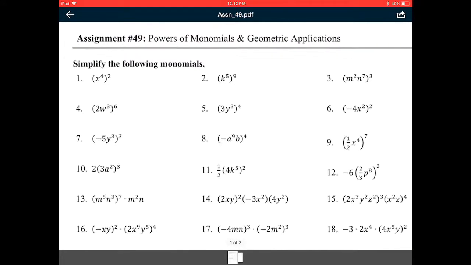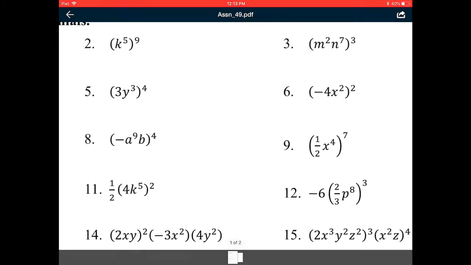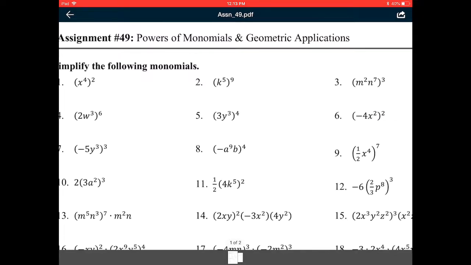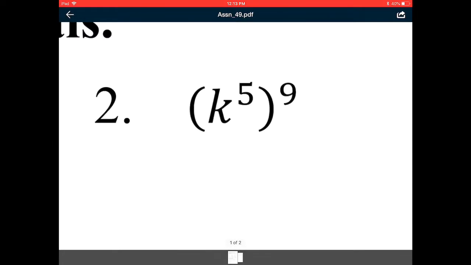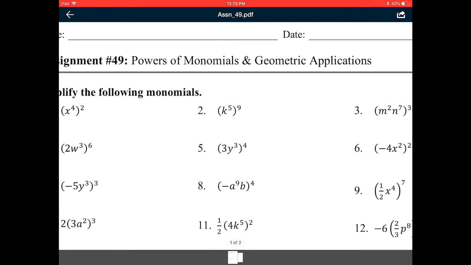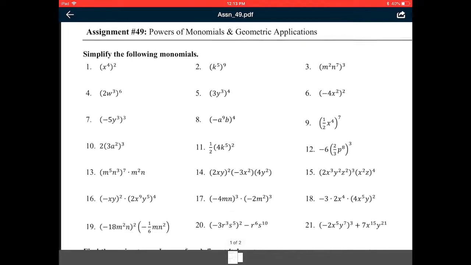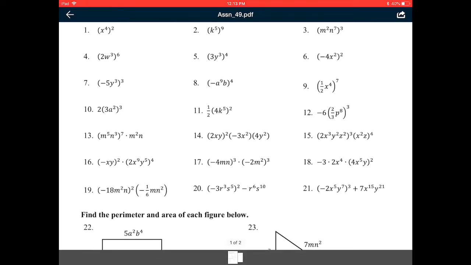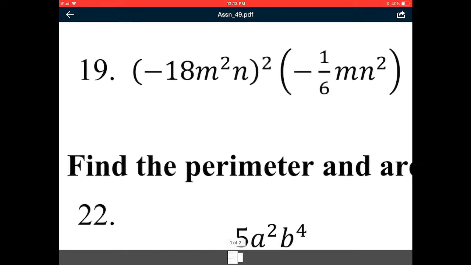Numbers 1 through 8, even 1 through 9, depending on how good you are with fractions. 1 through 9 can pretty much be done in your head. So like number 2, we know is k to the 45th power, etc. So if you don't show any work for number 1 through 9, you got a free pass. But all the rest of these, I need to see your steps because I know that you're not doing problems like 19 in your head. So I need to see some kind of work, even if it's very minimal. You've got to show me what you're doing.